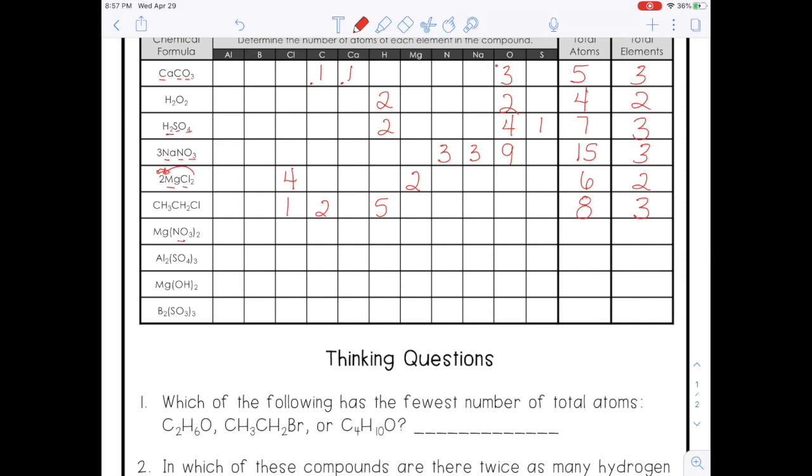MgNO3 too. So Mg's out here all by itself with no subscript, so that's just 1. N has no subscript inside the parentheses, but it has a 2 outside, so that's 1 times 2 gives me 2. O has 3 inside the parentheses times 2 outside, so that gives me 3 times 2 is 6 for oxygen. 1 plus 2 is 3, plus 6 is 9. And if I count up my number of boxes, 1, 2, 3, I have 3 elements there.